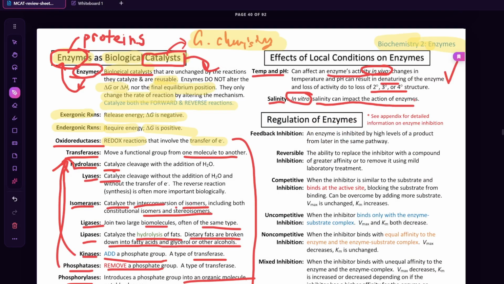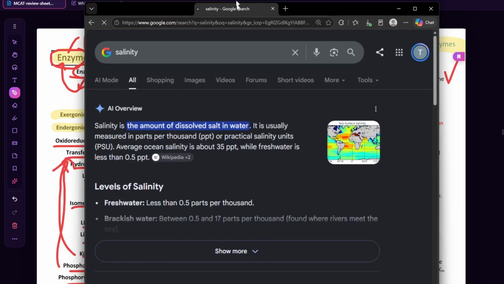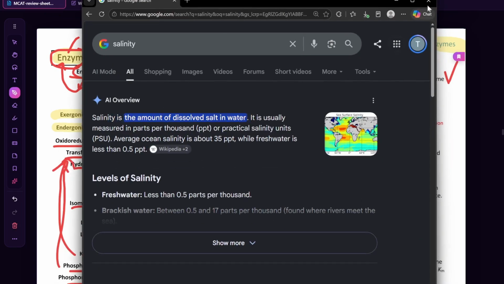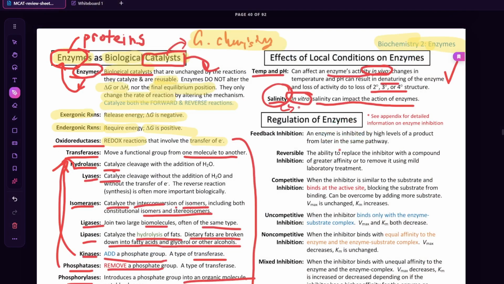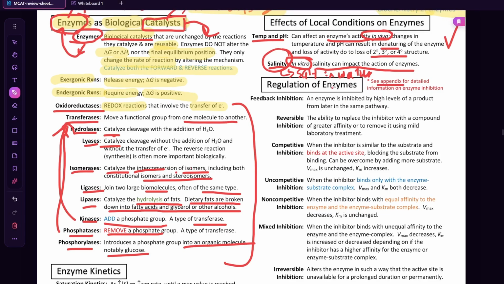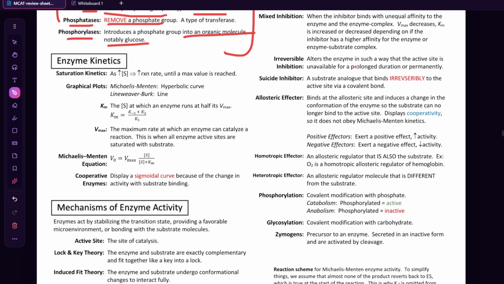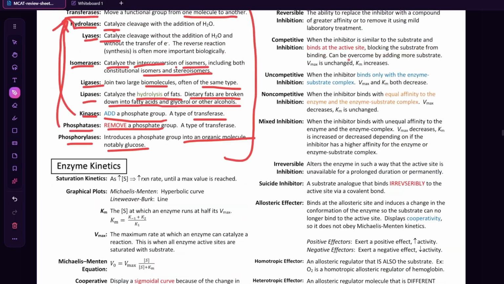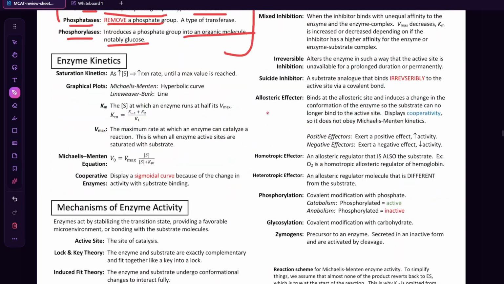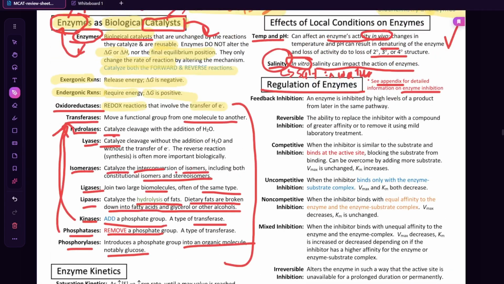Salinity can impact the action of enzymes. It doesn't really explain what salinity is, so let's go over that quickly. Salinity is the amount of dissolved salt in the water. So the salt that's around that enzyme can affect the action of the enzyme. And then the appendix has regulation of enzymes for detailed information on enzyme inhibition. So let's go to that appendix for a more detailed review, and then we'll go back over the terms for regulation of enzymes.